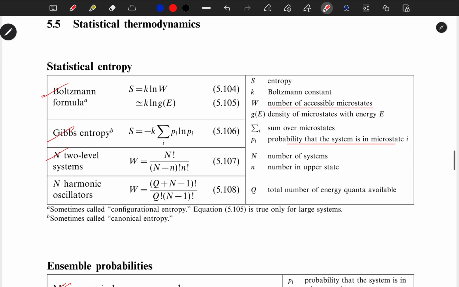Statistical entropy, in the Boltzmann formula, S equal to kB ln W. W is the number of accessible microstates. For Gibbs entropy, S equal to minus k sum of pi ln pi. So for two level system, W equal to n factorial divided by (n minus small n) factorial times small n factorial.